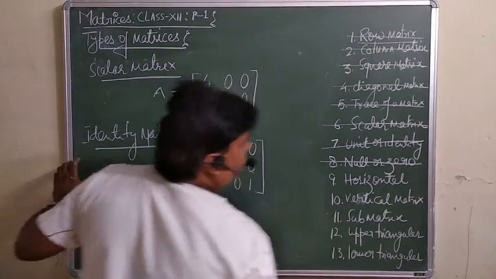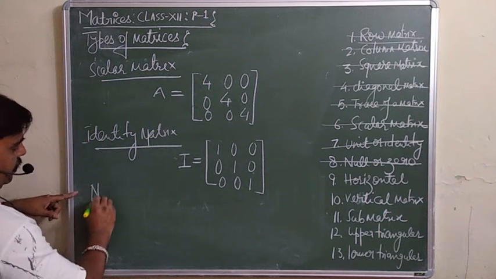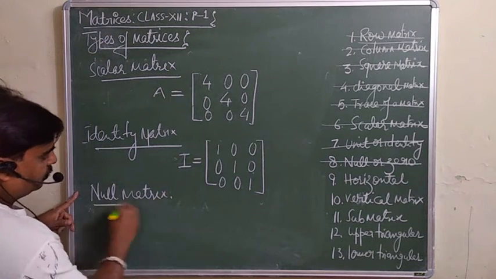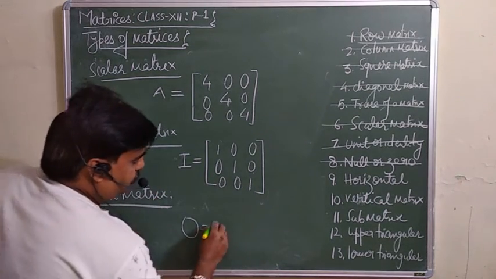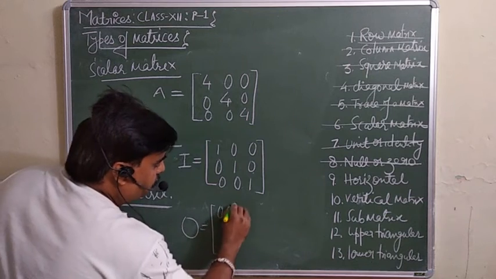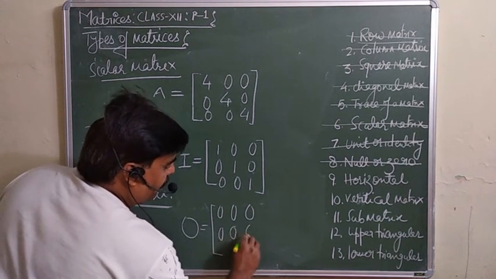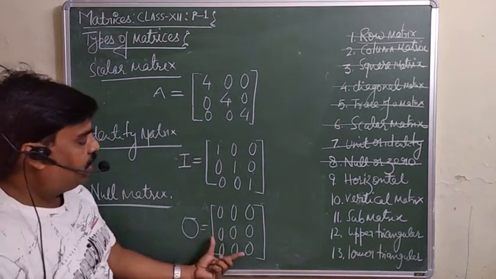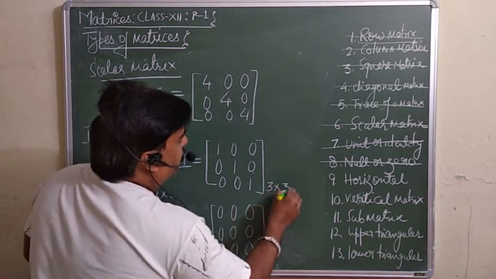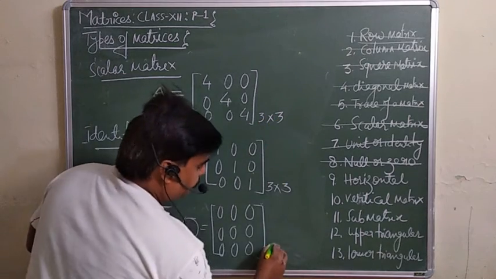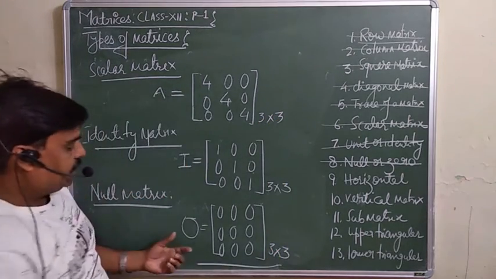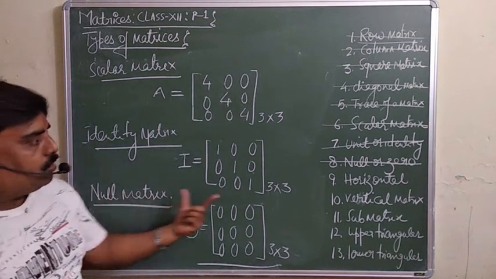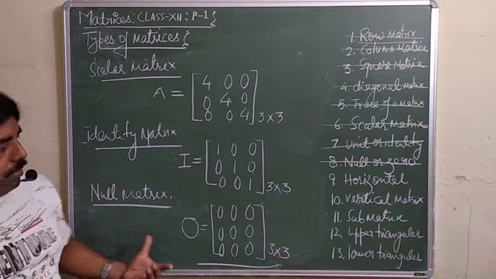Now the null matrix, or you can say the zero matrix. If all the elements of a matrix are 0, we are going to represent it by this symbol. Null matrix means all the elements in the matrix are 0. This is an example of the null matrix. This is 3 by 3, and this is also 3 by 3. So if all the elements in a matrix are 0, that is known as a null matrix, or the zero matrix. Have a look.